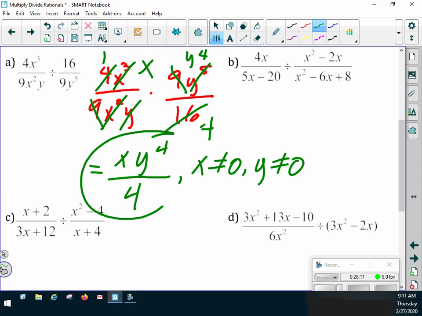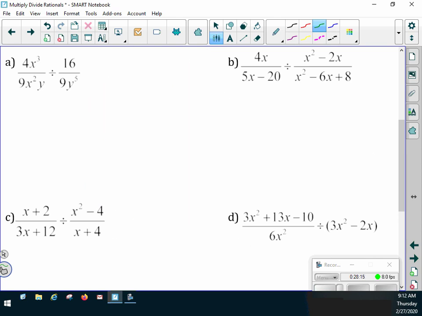Okay, so let's pick, you want to do B? Fine. All right, B. What I got to do first. Now, let me tell you something. We can save ourselves a step. We can do our factoring and change to a multiply at the same time. So, let's look. Can I factor 4x? No. Can I factor 5x minus 20? How?